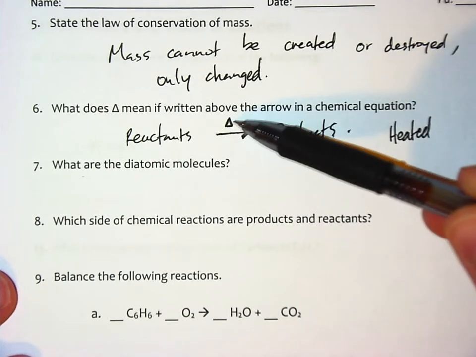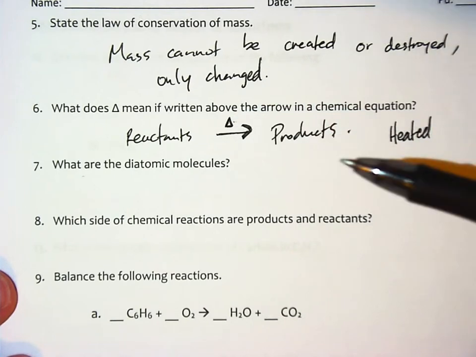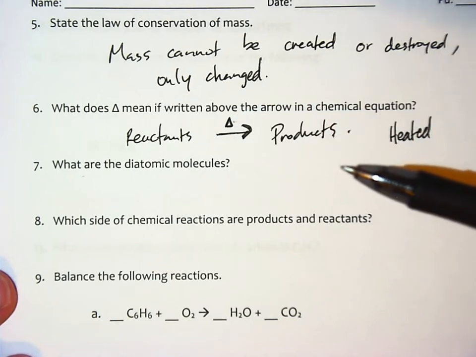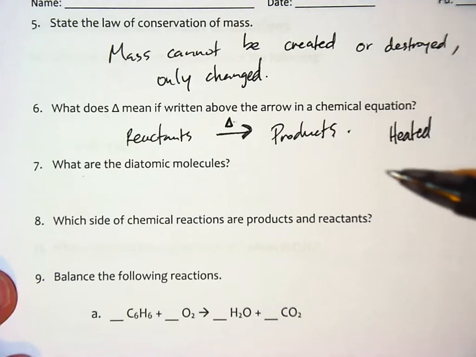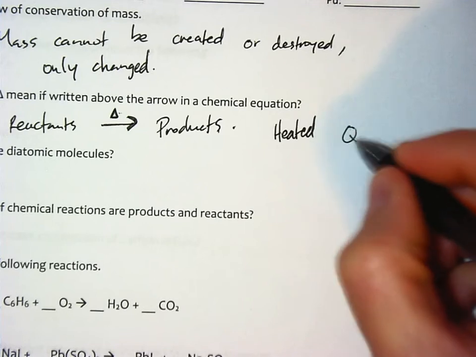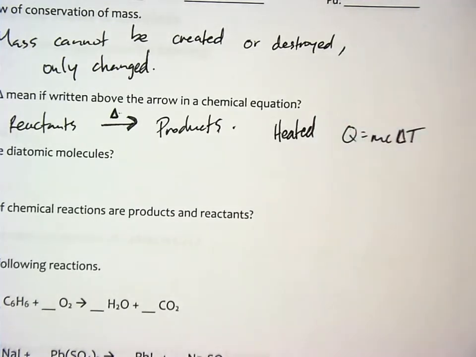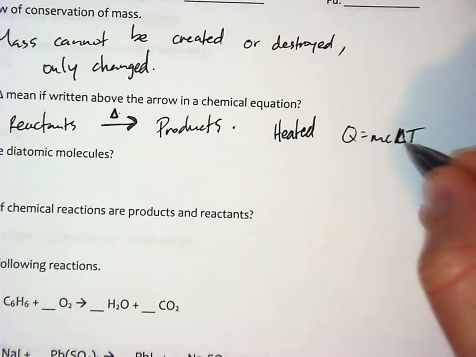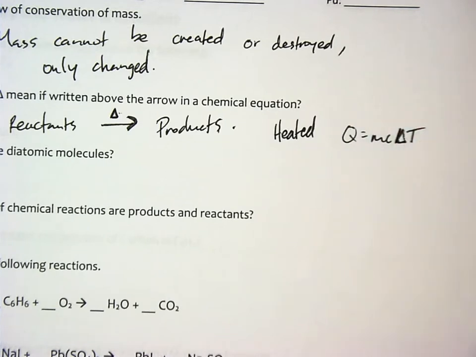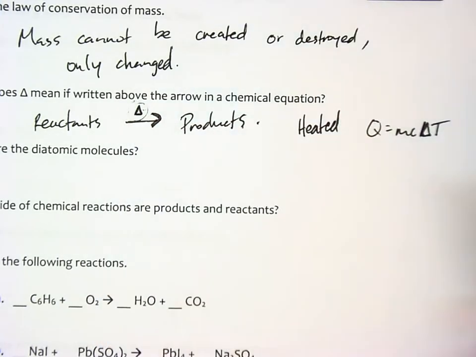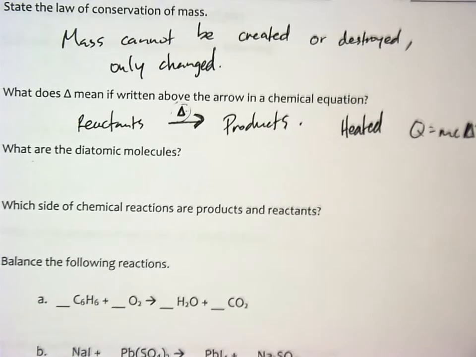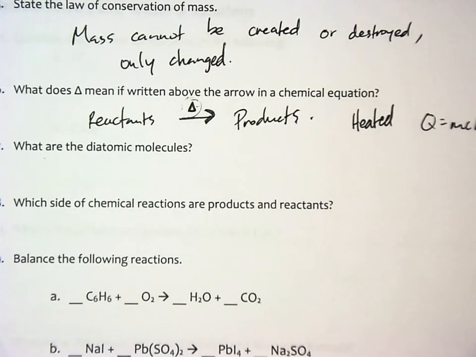Okay, so the triangle above the arrow means that heat was added to get that reaction to start. This triangle you'll also see in some of your equations later, which does mean a change in something. So the delta, like when we have Q equals mc delta T, we had that change in temperature. Yes, it does mean that, but if we're specifically talking about if it's written above the arrow, it means that we added heat. Okay?